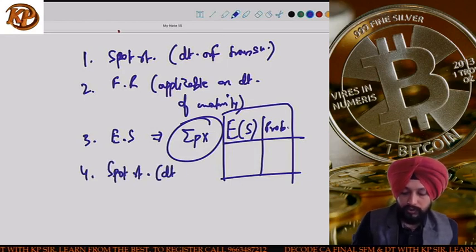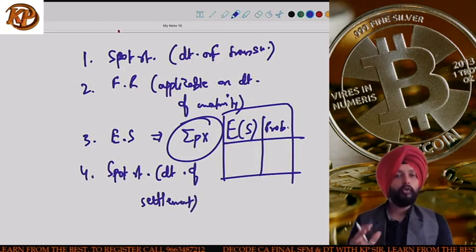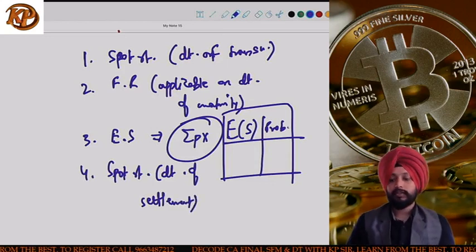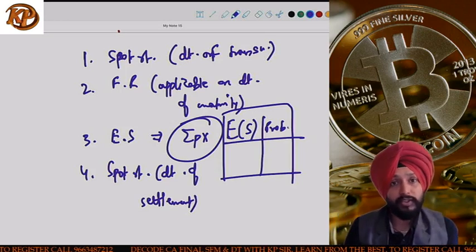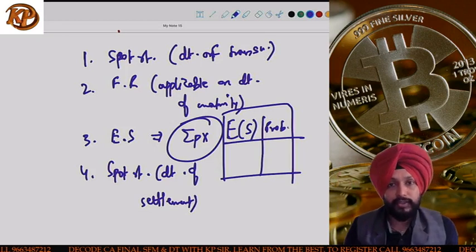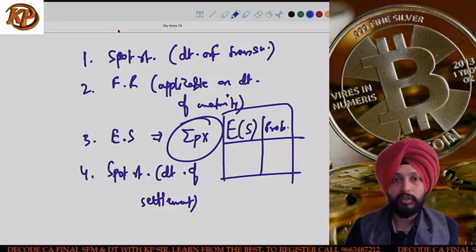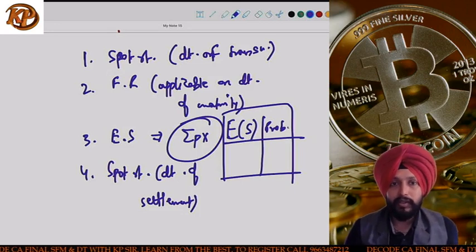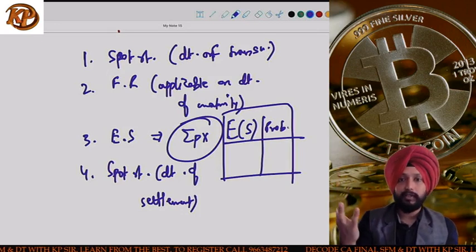And the last rate is the spot rate, on the date of settlement. We discussed 4 rates in total. Spot rate, on the date of transaction. Forward rate, available on the date of transaction but applicable on the date of maturity. Third is expected spot rate, what we anticipate is going to prevail on maturity. And last is the spot rate on the date of settlement, which is obviously available only on the date of settlement, right?